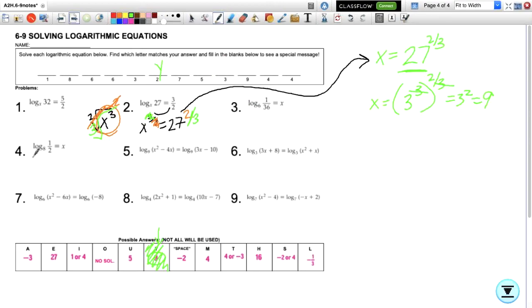So in this problem, I'm going to start by rewriting it in exponential form. So it's going to be 8 to the x equals 1/2. And we actually haven't done one like this before either, right? With x as your exponent.